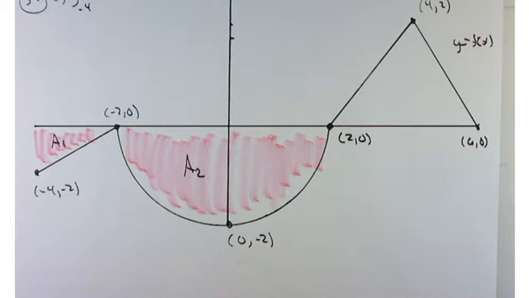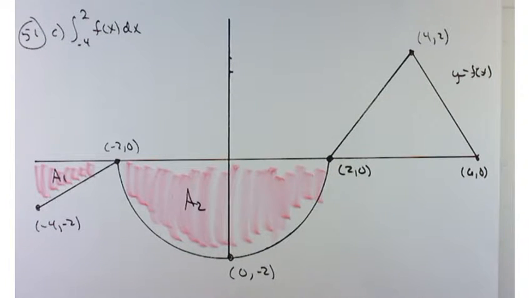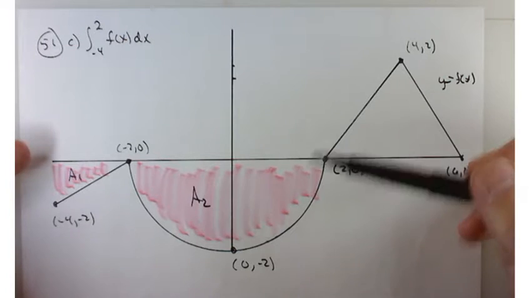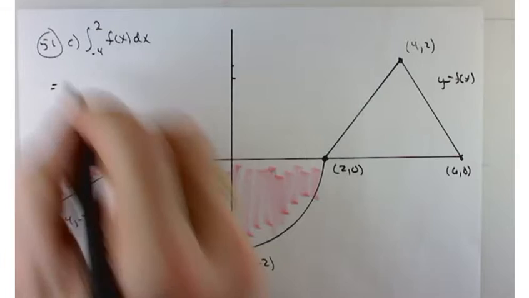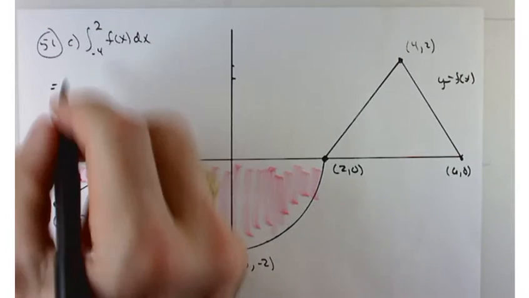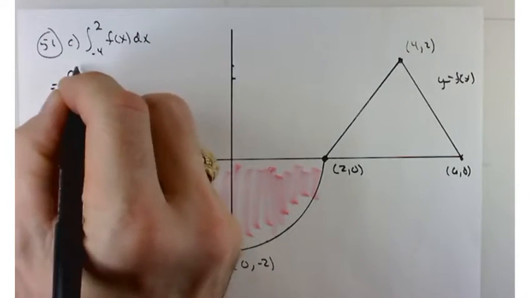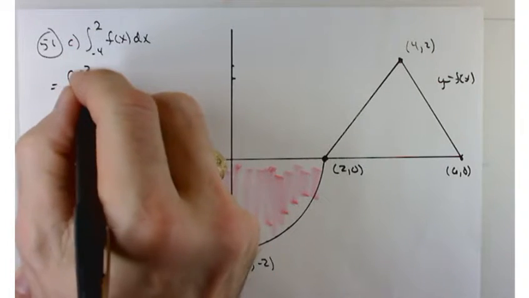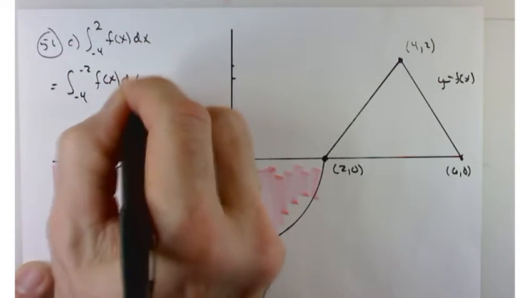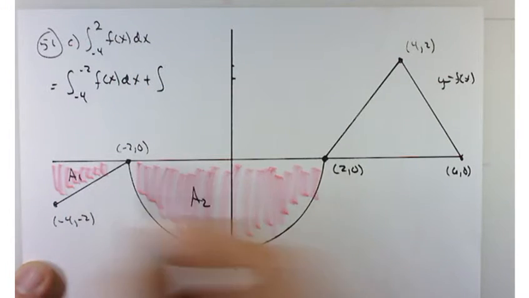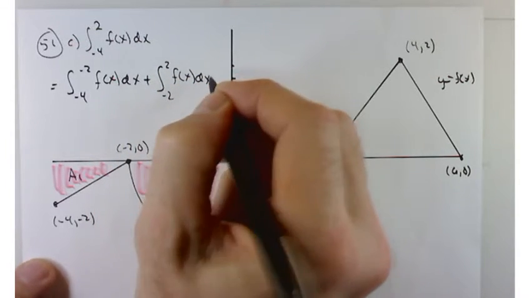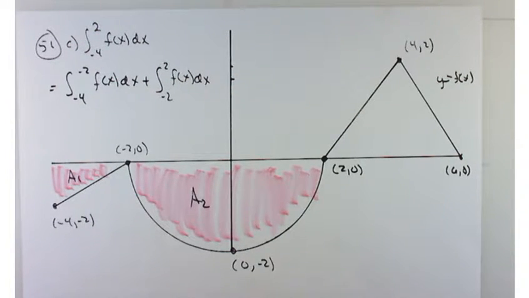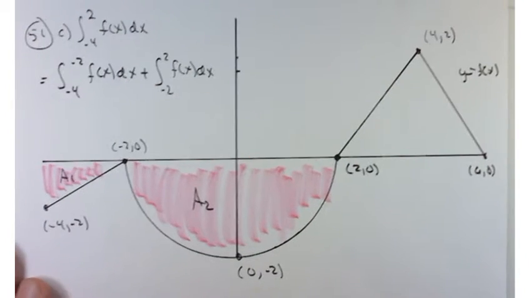That's going to be a little bit more than just finding those areas. We have to take account of the fact that these areas are below the x-axis. So one way to view this problem is to say, all right, well, this is the same as the integral from negative 4 to negative 2 of f of x dx plus the integral from negative 2 to 2 of f of x dx. So Charlie, I'm using that little theorem that I told you about. This is kind of a manufactured use. We'll see a better use coming up.